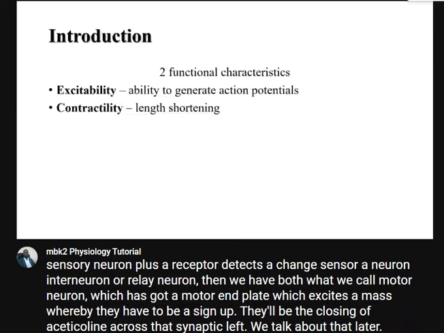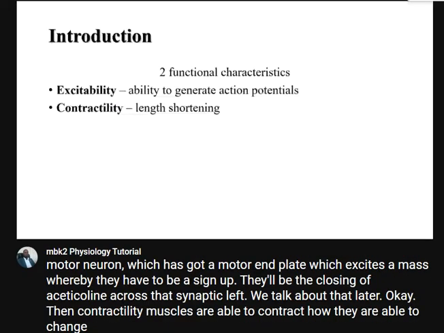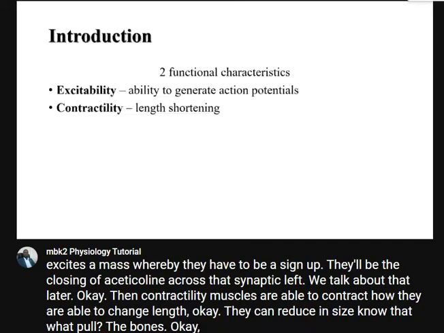Then contractility. Muscles are able to contract. How? They are able to change length. They can reduce in size in order to what? To pull the bones, so that they can move.